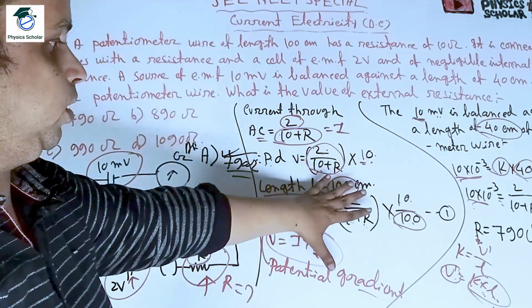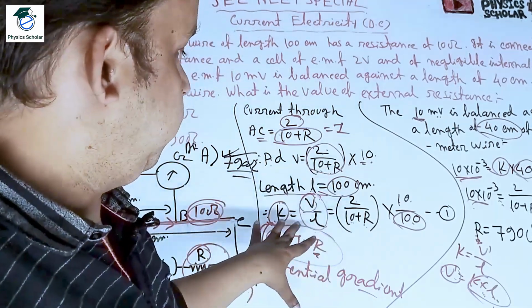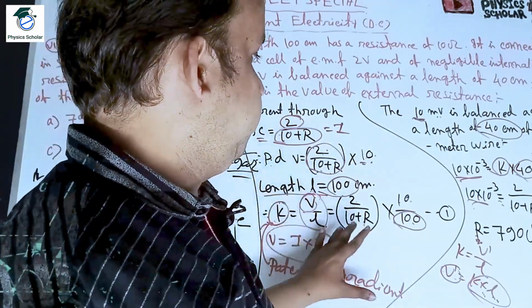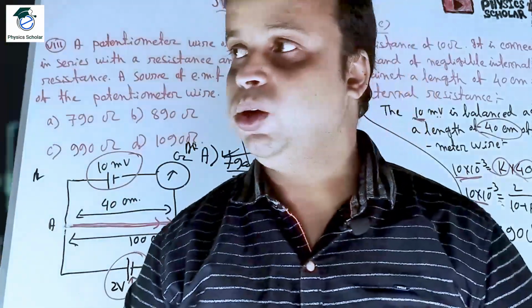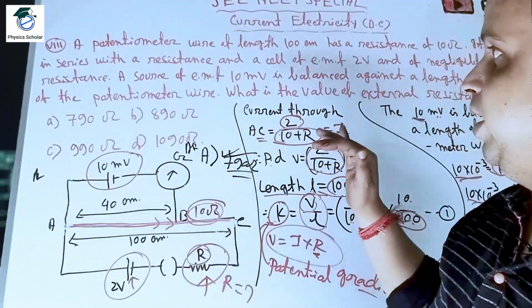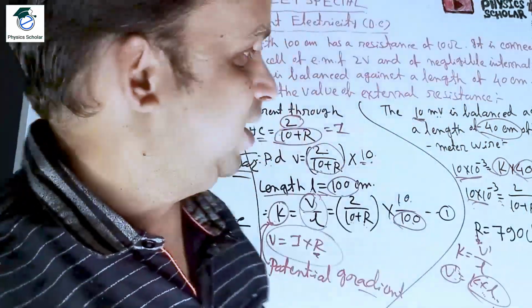We have done. Clear? So the 790 will be your answer. So here we have to find out the potential gradient, and from there we have to find out the external resistance capital R. Clear? So hope you have understood this. Okay. Now without further delay, let us move to problem number 9.